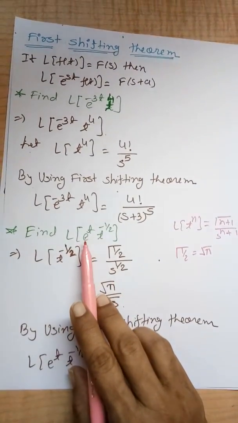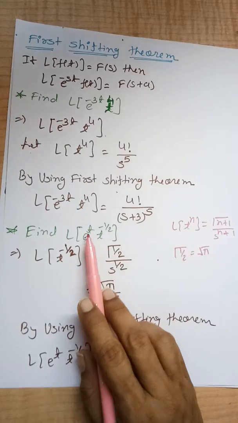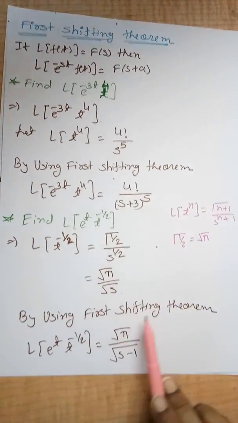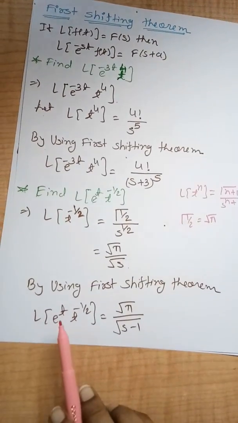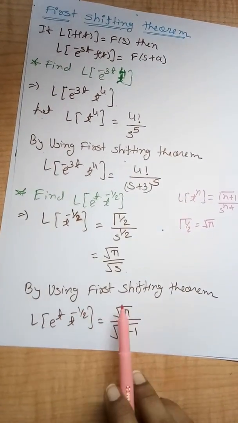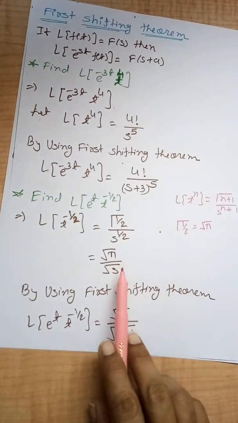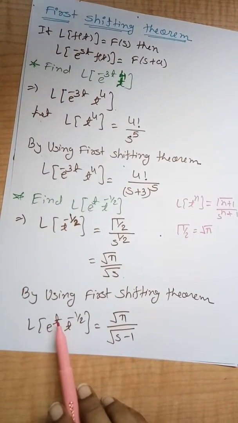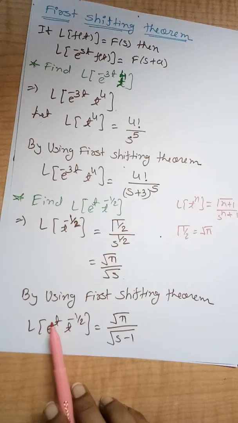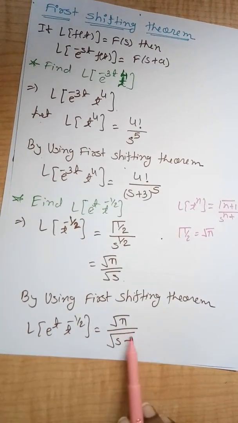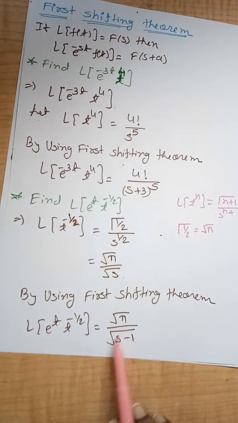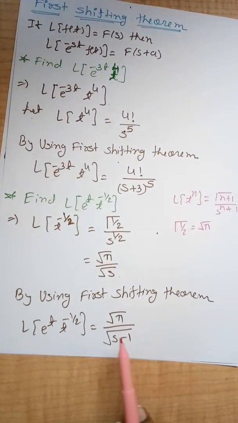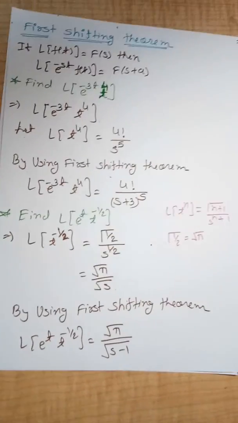But we want to find the Laplace of e raised to t into t raised to minus 1/2. By using the first shifting theorem, we replace s by s minus 1 because the multiple of t is positive 1. So we write root pi upon under root s minus 1.